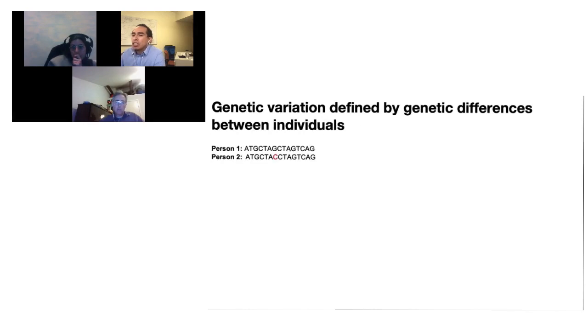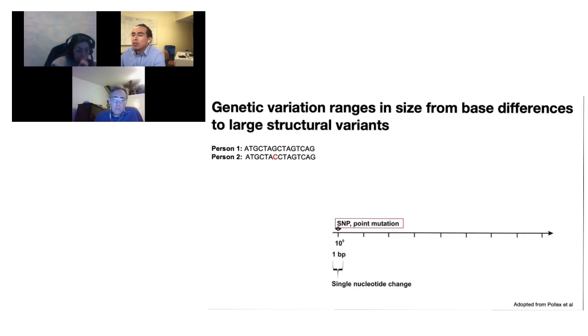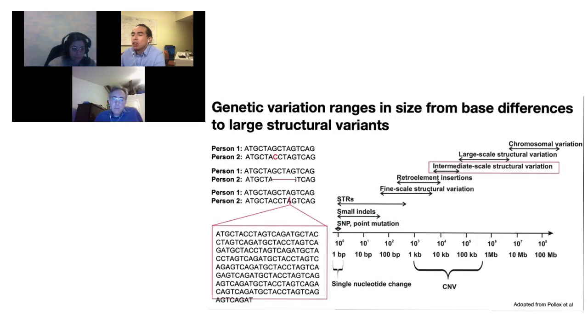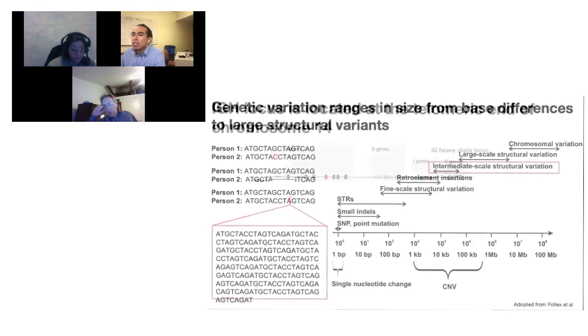So genetic variation is defined by any genetic difference between individuals. In this case, one individual has a G and the other a C. And genetic variation can range from single base pair differences to small insertions and deletions, or indels, to much larger genetic variants, such as structural variants or large insertions and deletions. And all of these genetic variants have been observed in IGH.